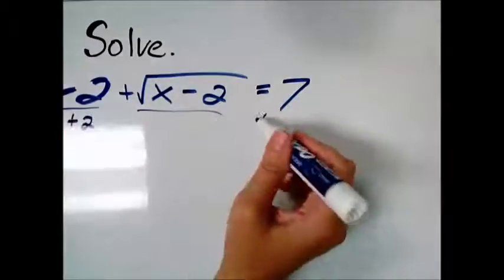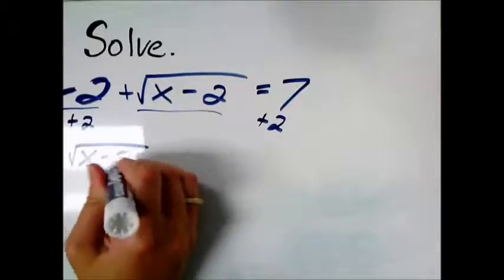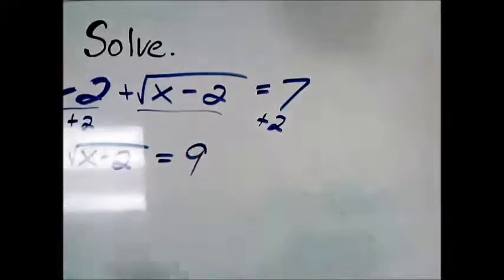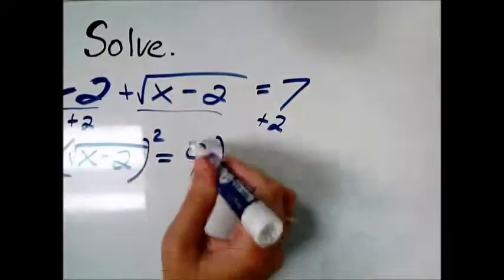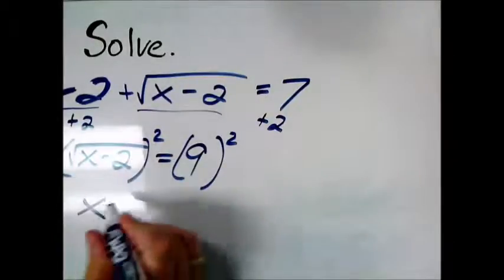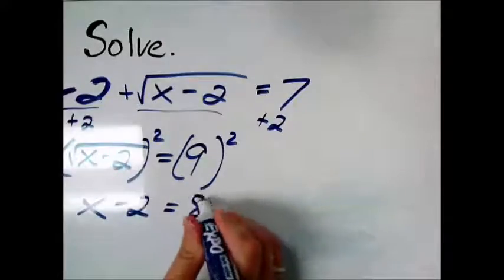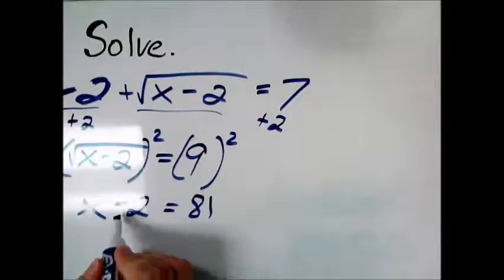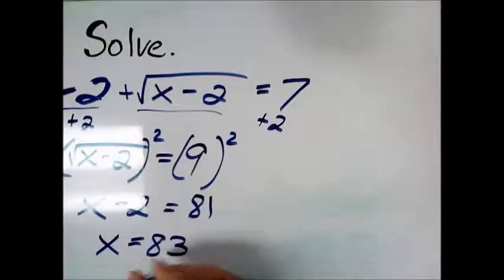So I'm going to add 2 to both sides of this equation. That way, I just have the square root on the left-hand side. And so now it will make sense to square both sides to get rid of the square root. The square root and the squared cancel each other. I'm just left with x minus 2 on the left, and 9 squared, or 9 times 9, is 81.